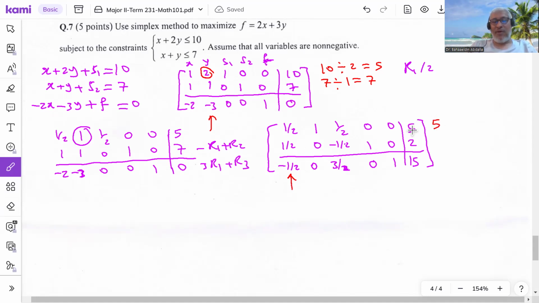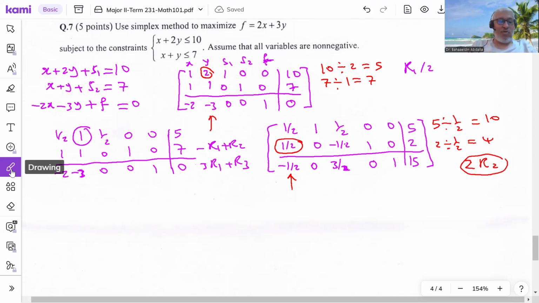And now I divide 5 by half. The answer is 10. 5 times 2, it would be 2 divided by half. It would be 2 times 2, which is 4. Which is smaller? 4 is smaller than 10. So this number is my pivot entry. What should I do? I should change it to 1. How can I change it to 1? Divide by half, or better, multiply by 2. So I need to multiply row 2 by 2.